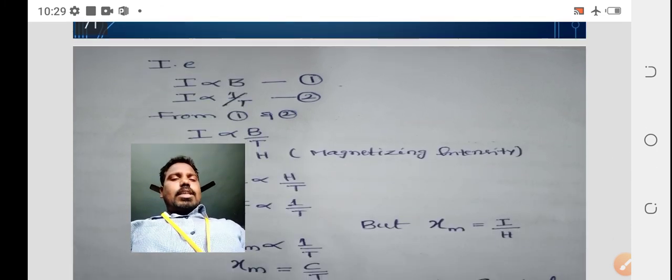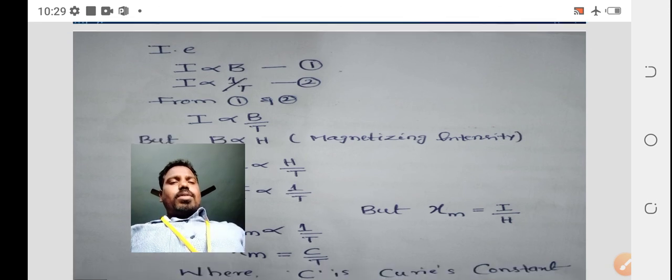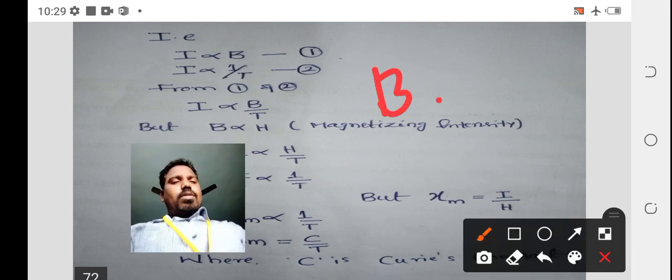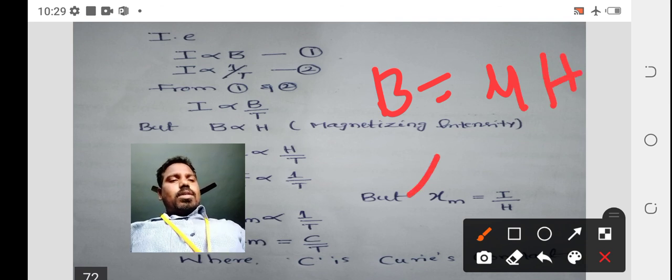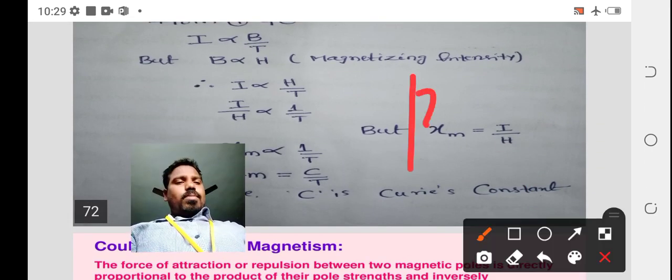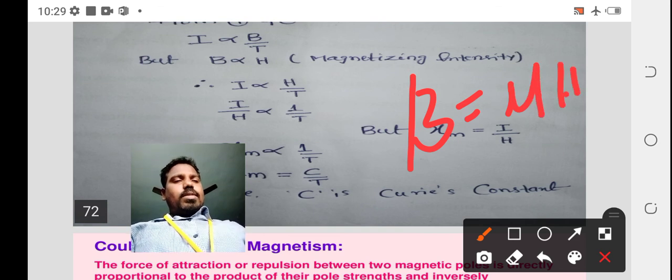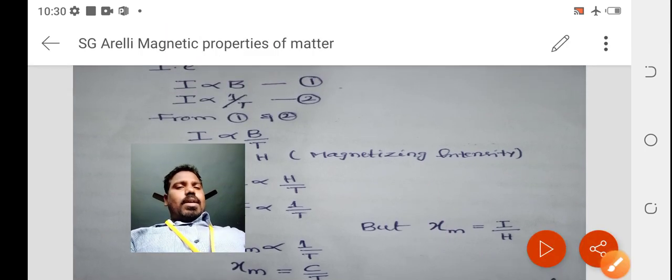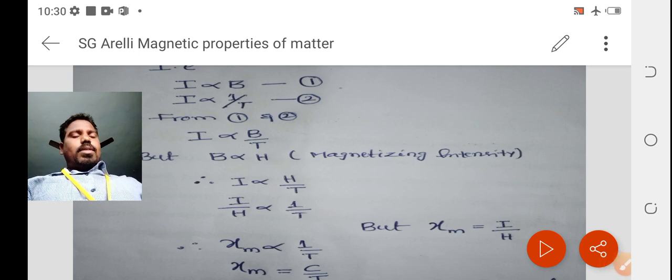Therefore, from this concept, we consider two equations. One is I is directly proportional to B. Another is I is proportional to 1 by T. From equations 1 and 2, I is proportional to B by T. But B equals mu H, so B is proportional to H. That is the reason that in place of B, we take H: I is proportional to H by T.